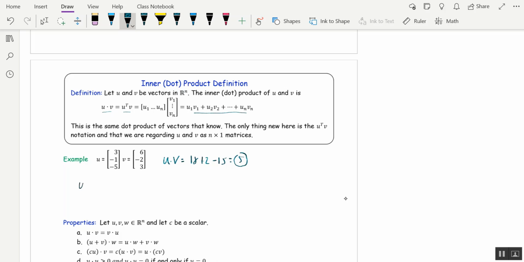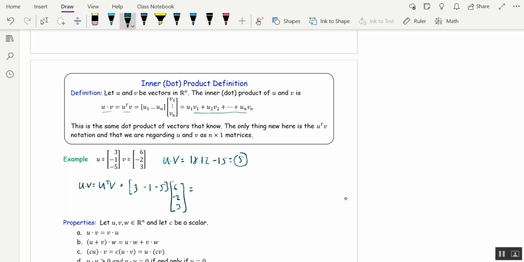u dot v is u transpose times v. Think of u as a 3 by 1 matrix. So u transpose would be a 1 by 3: 3, negative 1, negative 5. And we're multiplying by the matrix 6, negative 2, 3. So our answer will be a 1 by 1 matrix, which we're going to think of as a number. Our answer again is the same thing. It's going to be 5. And you can think of that either as a 1 by 1 matrix or a number.